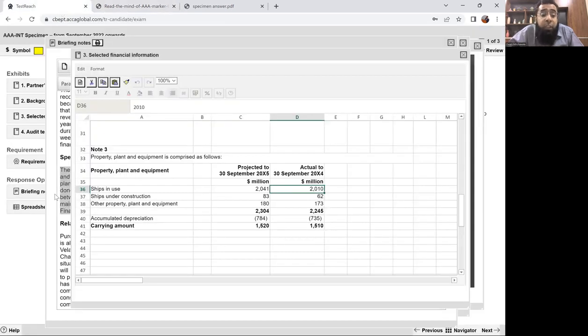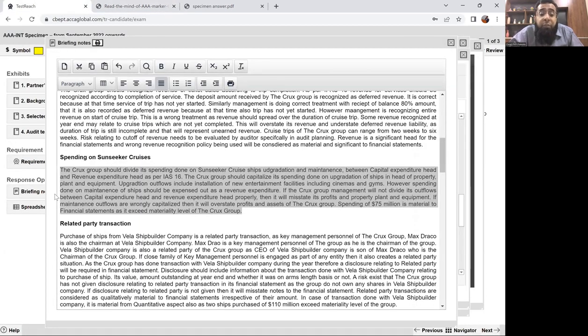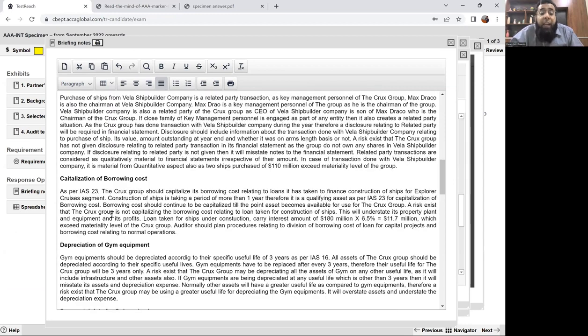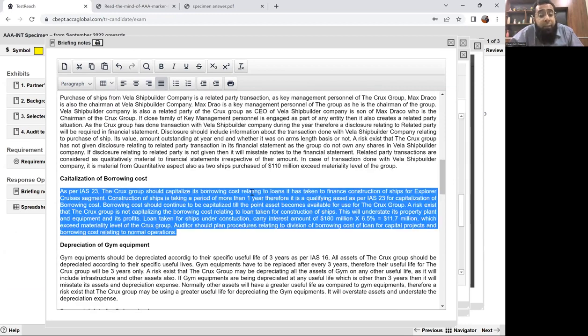Now, if you look at the point which we drafted, which in comparison was a very well-drafted point, I would say. As per IS 20, the Crux Group should capitalize its borrowing cost relating to the loan it has taken to finance construction of the ship of the Explorer Cruise segment. Construction of the ship is taking a period of more than 1 year. Therefore, it is a qualifying asset as per IS 20. Borrowing cost should continue to be capitalized till the point the asset becomes available for use for the Crux Group. A risk exists that Crux Group is not capitalizing borrowing cost relating to the loan taken for construction of ships. This will understate its property, plant, and equipment and its profits.